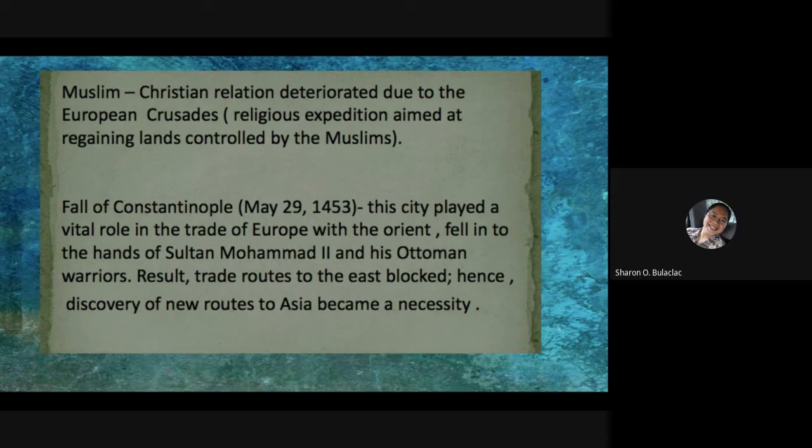Ito yung Turkey ngayon. So this city played a very important role sa trade route papuntang Europa, papuntang Asia. If you have your world map, you can picture out Turkey or Constantinople before. Part of it is very close to Asia, and part of it is very close to Europe, and a big part is of course in Asia. So most of the European merchants would use the route, dadaan sila sa Constantinople, then they can go to Asia. But because of the fall of Constantinople, ang resulta nito, trade routes to the east were blocked. Hence, discovery of new routes to Asia became a necessity.